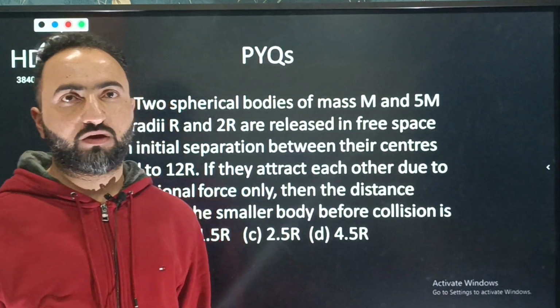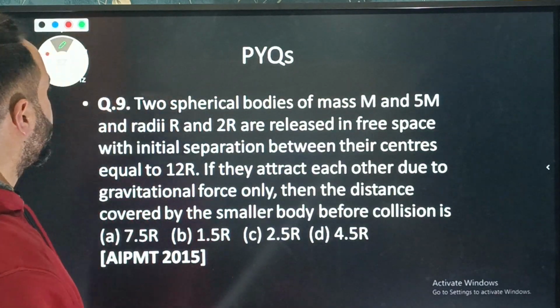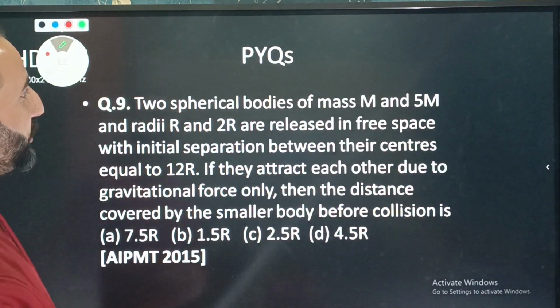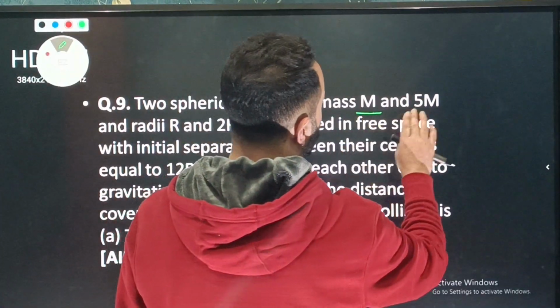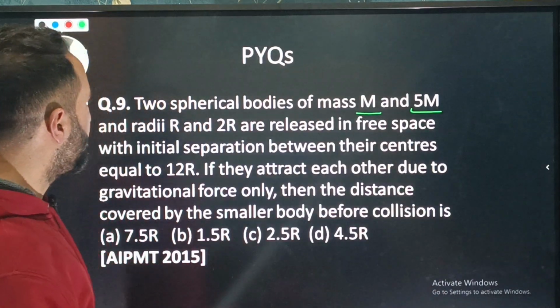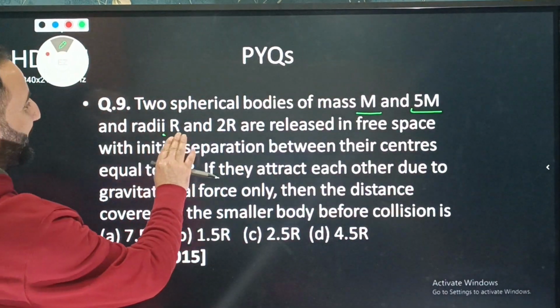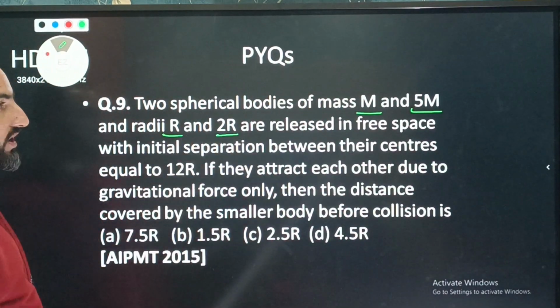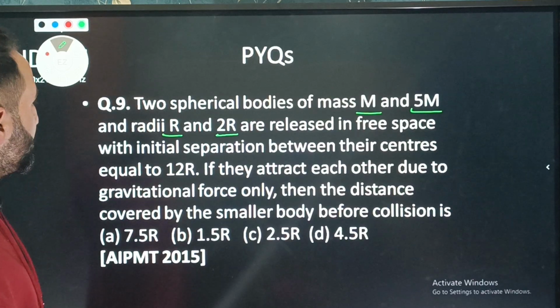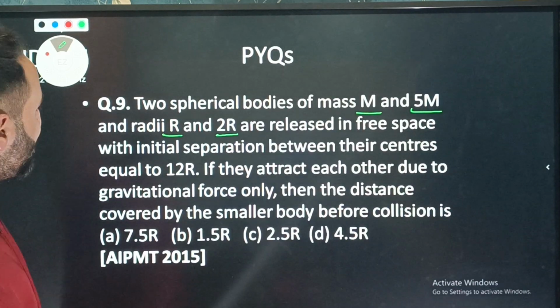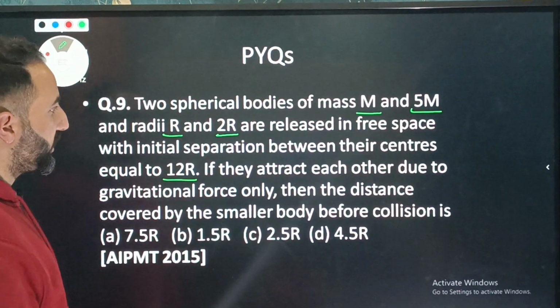The question is like this. There are how many objects? First of all, you see the question clearly. There are two spherical objects of mass m and 5m. Sorry, m and 5m. And what about the radii? The radii r and 2r are released in free space with initial separation between their centers 12r. So this 12r is also important for us.